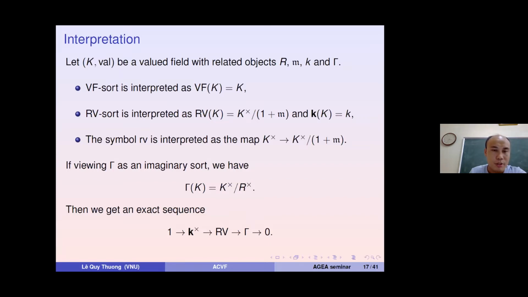We also view gamma as an imaginary sort. Then we have gamma of K is equal to K star over R star. This is nothing but the value group of the valued field. Then we obtain an exact sequence like this.